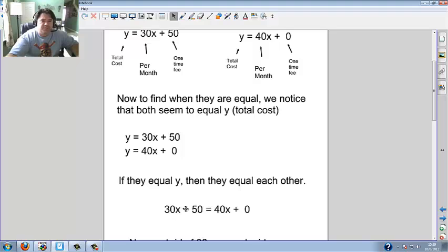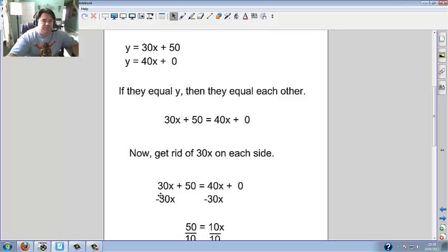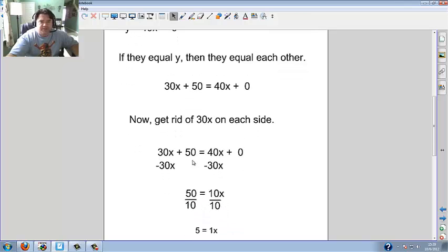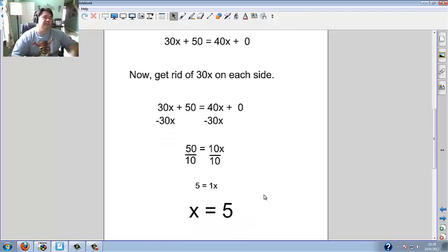So 30X plus 50 is going to equal 40X plus nothing. What I'll do is get rid of the 30X on both sides. So now I get 50 equals 10X. And now, instead of times 10, we divide by 10 to both sides, and X equals 5. So in other words, in 5 months, the cost would have been the same.